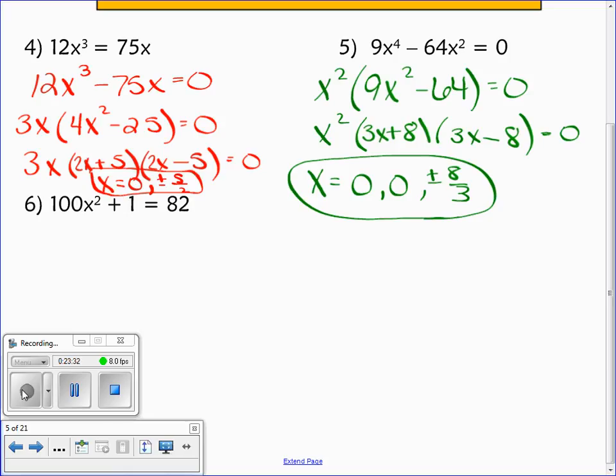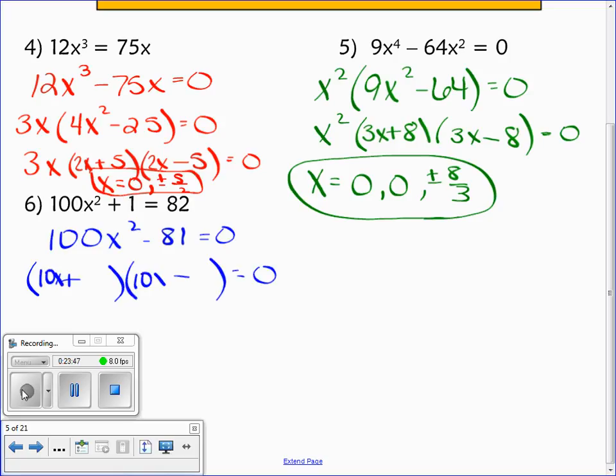Number 6, subtract this over. So we get 100x squared minus 81 equals 0. Is there a GCF? No, and there's not in this one. 10x, 9. So x equals plus or minus 9 over 10. Yeah, we're time for one.